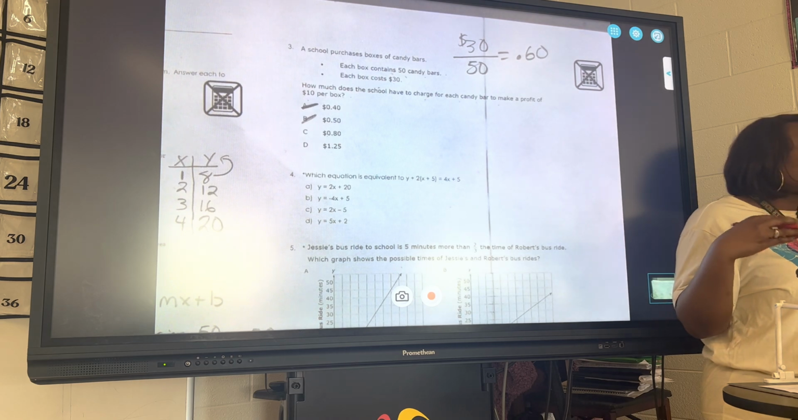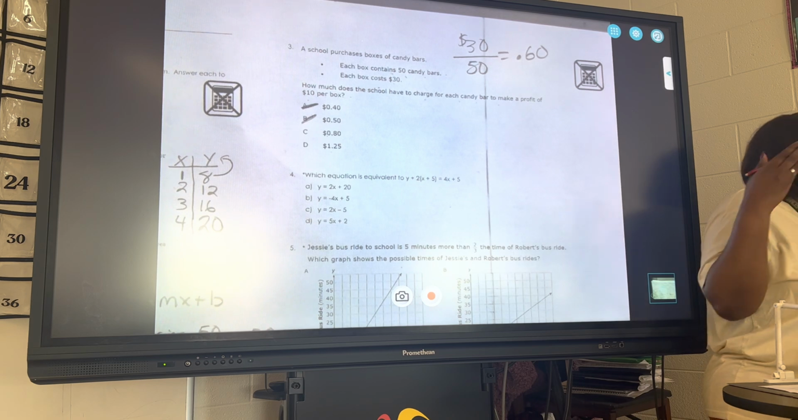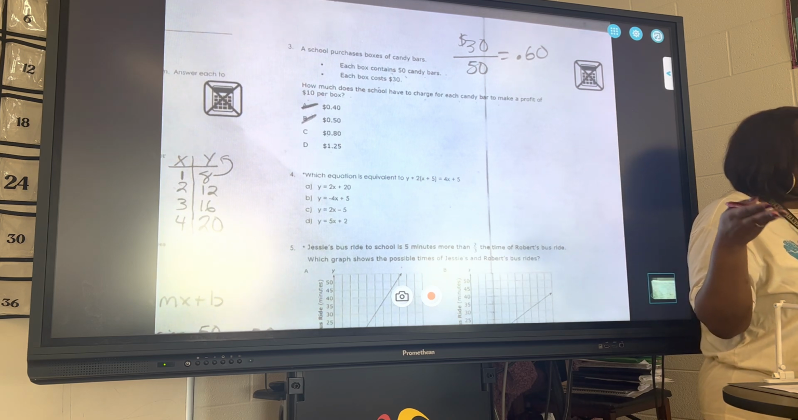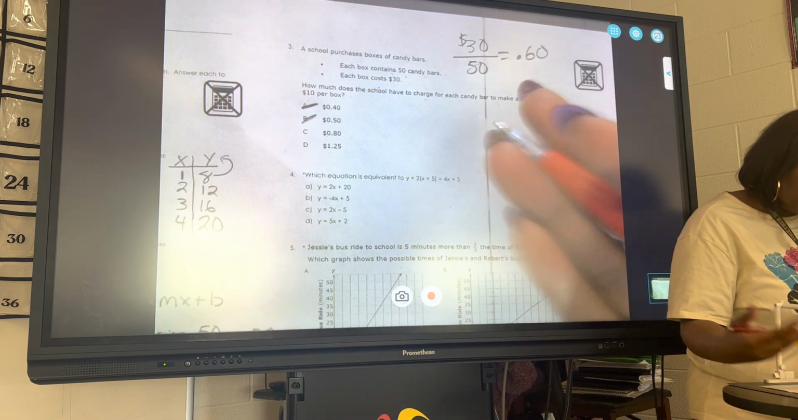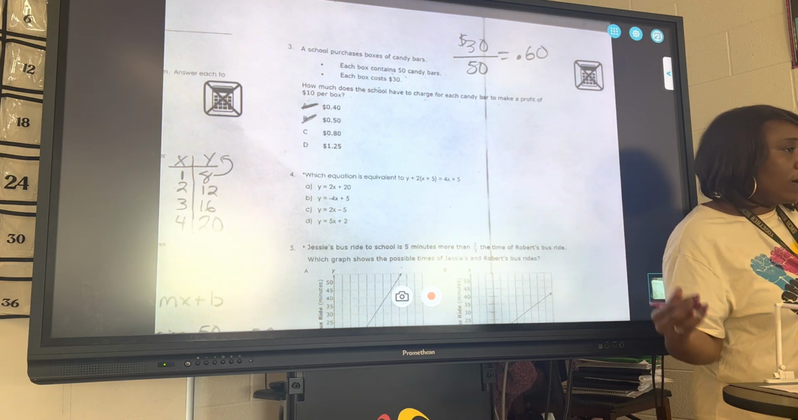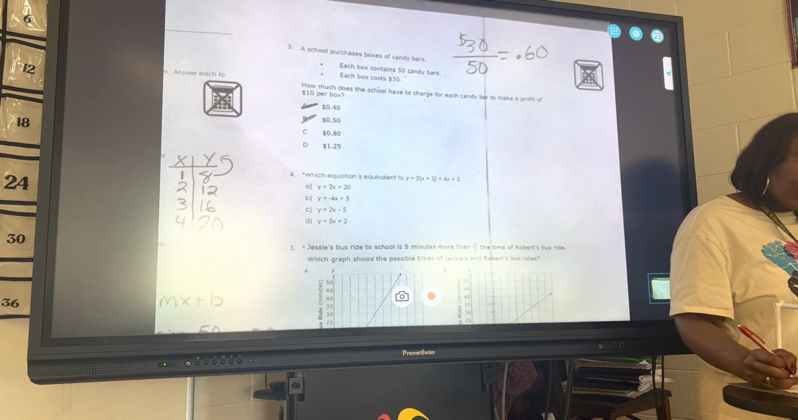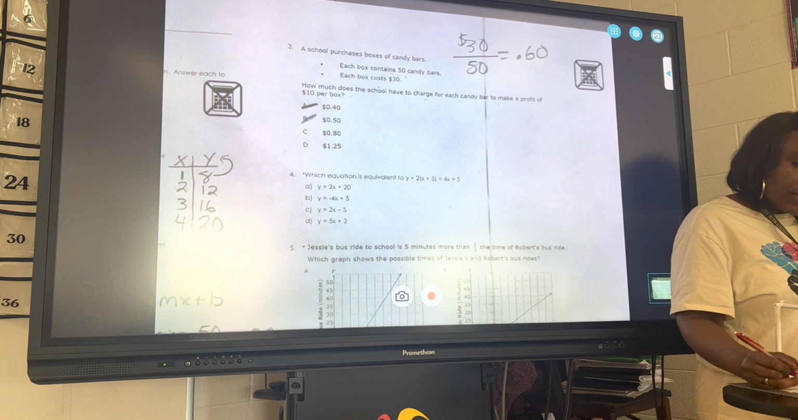Okay, it's possible if I charge 80 cents, I'm going to make a profit, and if I charge $1.25, I'm going to make a profit. Does that make sense? But I want to choose only the one that's going to give me a $10 profit. So I want my total to equal $10. So let's figure that out.